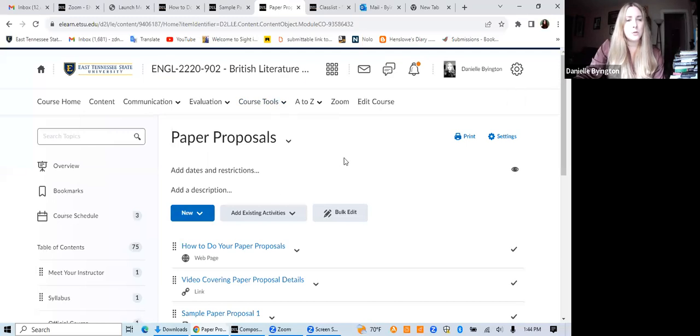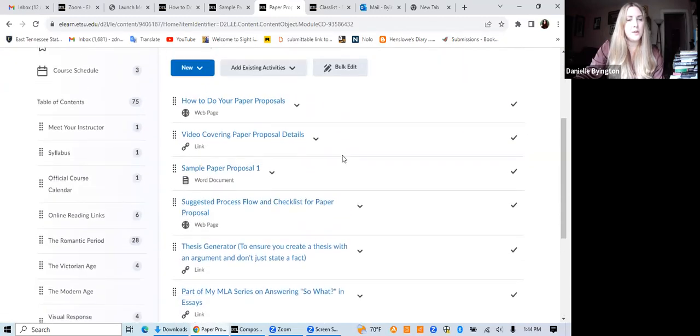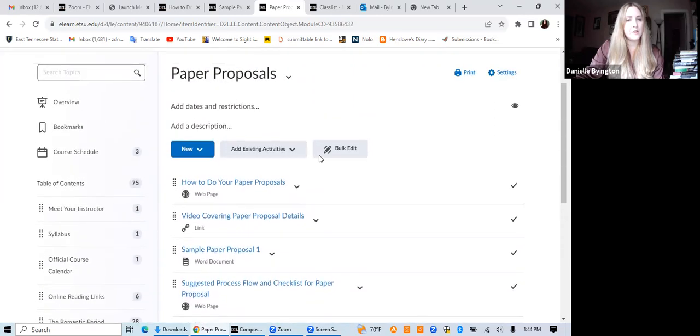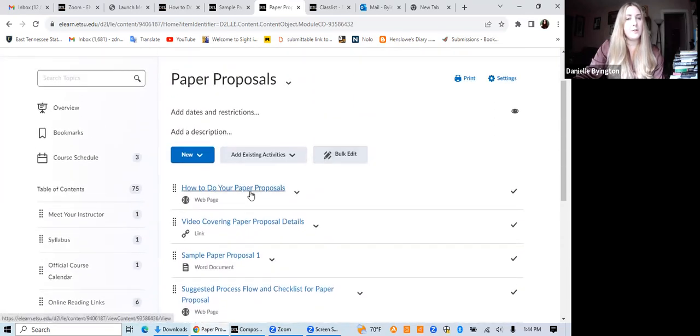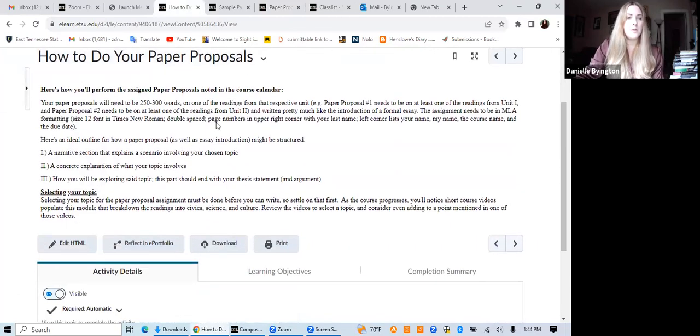So in your course, when you click on content and you scroll down to paper proposals, here is all the information that you need. Now, the very first one is the assignment itself. I have that open in a different tab there. So this tells you what you have to do, what is needed. It tells you the word count, 250 to 300 words. It tells you that it needs to be in MLA formatting, just the basic information.